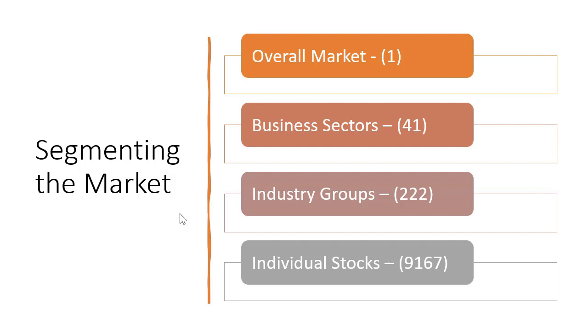Underneath or within that market of 9,167 stocks, we break down 41 business sectors. Now you could think of a business sector as the energy sector or the petroleum sector or the healthcare sector. Within that sector, there are various industry groups. So if we go back to the petroleum, there's a lot of different segments within the petroleum sector, right? You have your drilling, you have your refining, you have your machinery. So there are different groups within that business sector. And within those industry groups, again, 222 of them within the VectorVest program, consist of those 9,167 stocks.